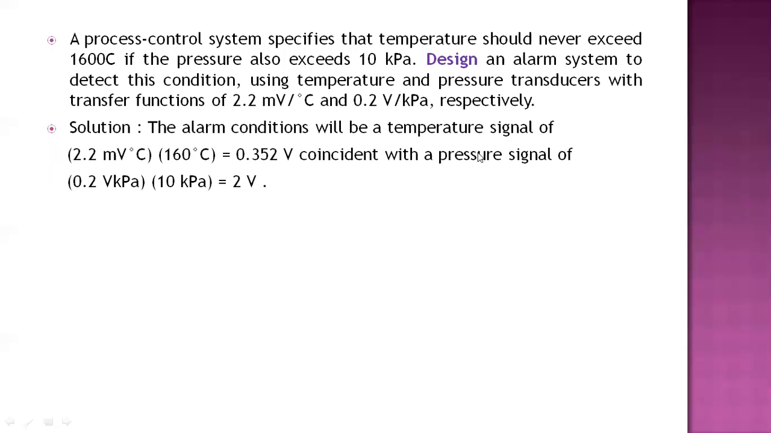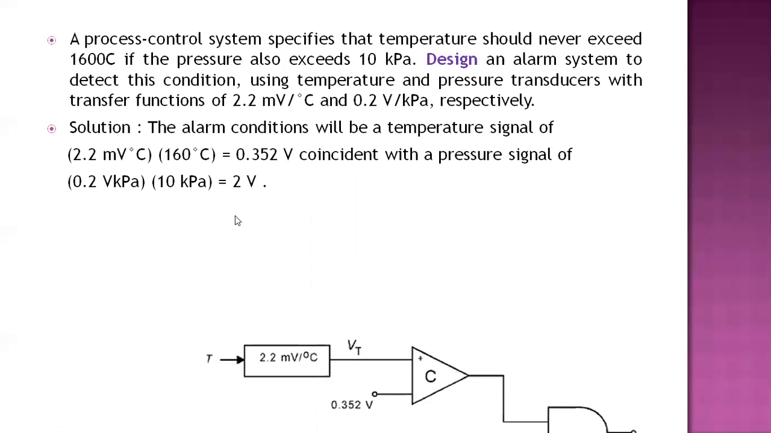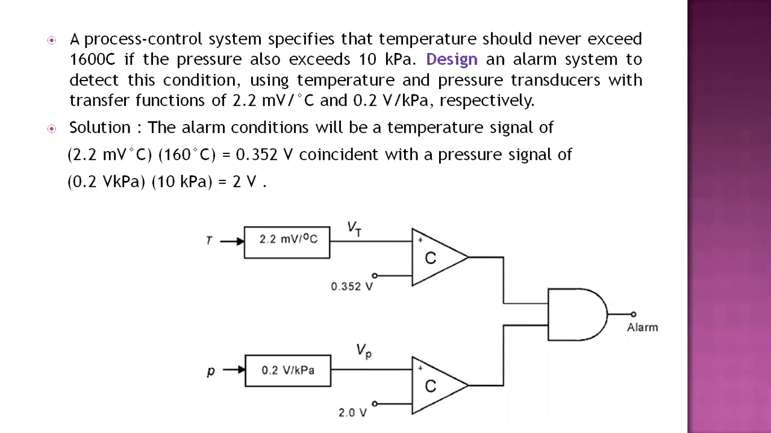The alarm condition will be a temperature signal of 2.2 millivolt per degree Celsius into 160 degrees Celsius equal to what? 0.352 volts, coincident with a pressure of what? 0.2 volt per kilopascal into 10 kilopascal, that is equal to 2 volts. So this is the circuit which shows how this alarm can be implemented with the comparators and an AND gate. And here the reference voltage could be provided from the dividers. Okay.